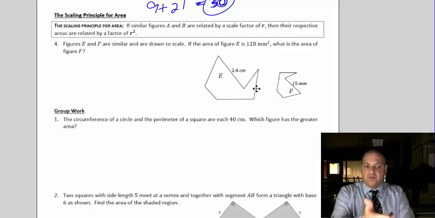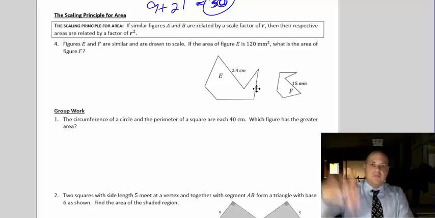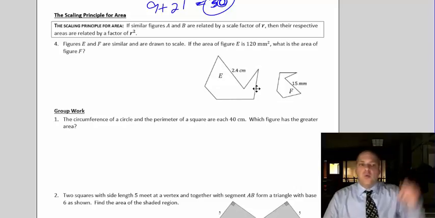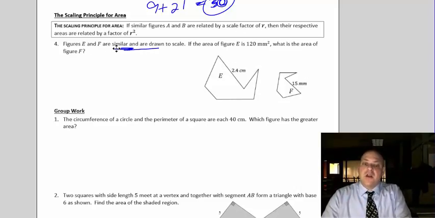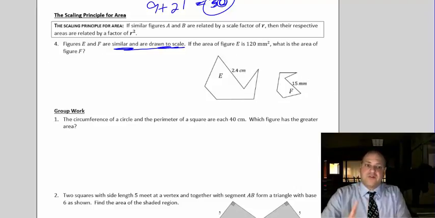It's 1, 2, 3, 4, 1, 2, 3, 4, 5. It's a hexagon but like not a regular hexagon. It's just a weird shaped hexagon. So two weird shaped hexagons, but they are similar and drawn to scale. So since they're similar, there's a ratio, right? So we have a 2.4, I'm sorry, this is centimeters, this is millimeters. Oh, they almost tricked us there.